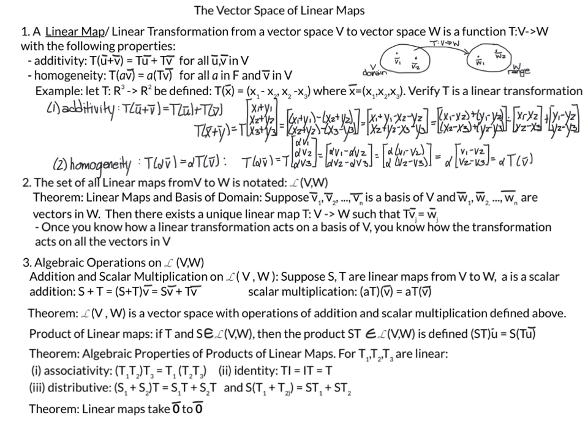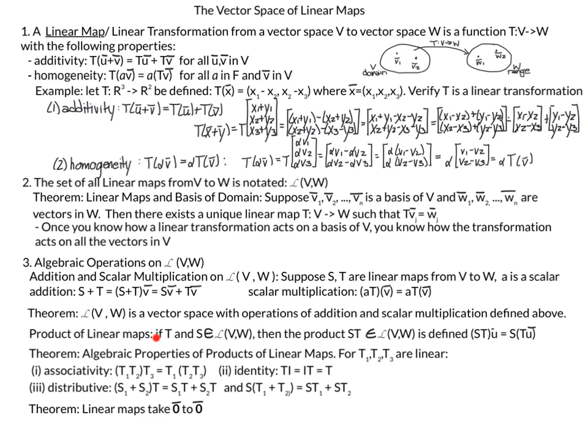Our last topic will be operations on linear maps from V to W. We can add our linear maps and we can multiply our linear maps. And it turns out with this definition of addition and scalar multiplication, our space of linear maps is a vector space. So the set of all linear maps from V to W form a vector space.